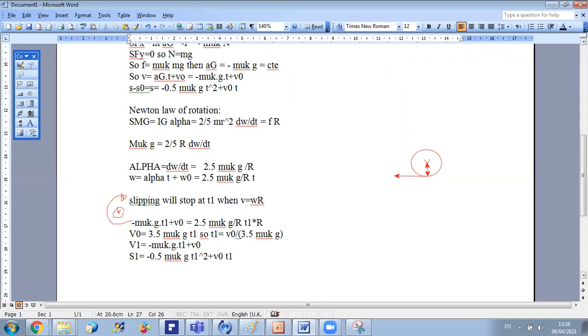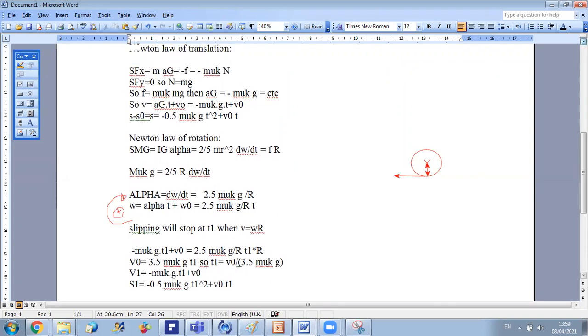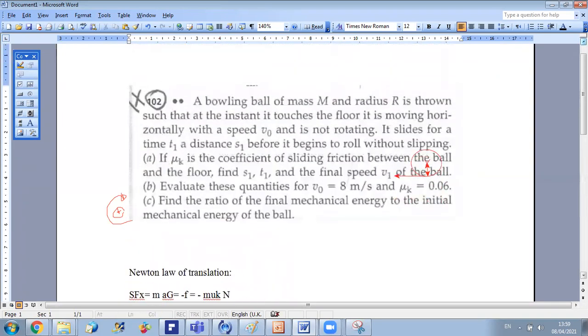Okay. Now the second question is only a replacement: evaluate these quantities for v0 equal 8 and mu k equal 0.06. So just replace numerically into the expressions to get s1, t1 and v1. And question C, find the ratio of the final mechanical energy to the initial mechanical energy of the ball.